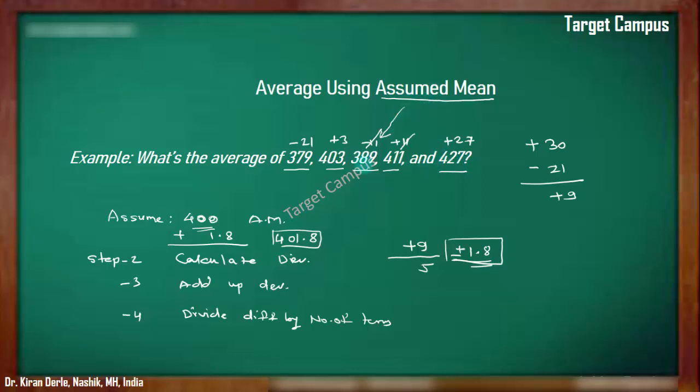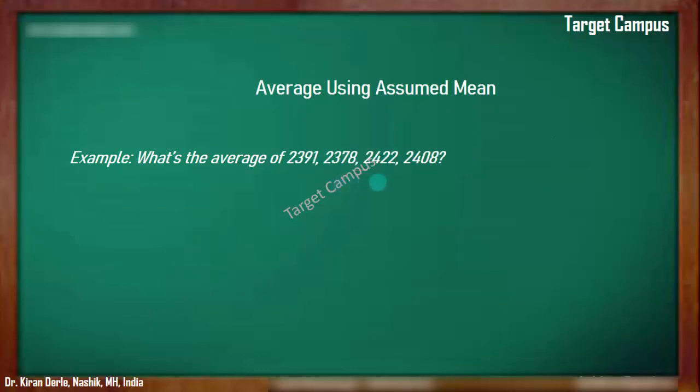So using the assumed mean, provided those numbers should be close to each other, not very close, but at least logically somewhere they should be close, right? So again, one more example on that. So if you can see these numbers 2391, 2378, 2422, 2408, okay, so what can be our assumed mean? Our assumed mean, let's say, is 2400, right?